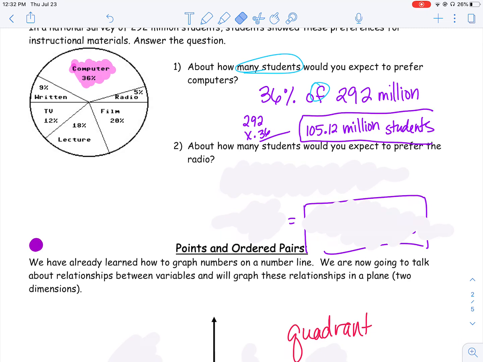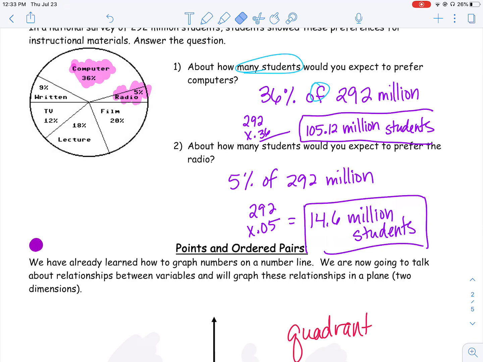All right, what about 2? 2 says, about how many students would you expect to prefer radio? Well, that's similar to number 1, so maybe you can try this one on your own. Maybe pause the video and figure out how many students you expect to prefer radio. All right, using my pie graph, I noticed that about 5% of students preferred radio, but I need to make sure that I calculate how many students that is. So I need to figure out what 5% of 292 million is. That means I'm going to take 292 and multiply it by 0.05. That's 5% as a decimal. When I do that, I end up getting 14.6 million students. Did you get the same thing? And you labeled it properly, right?